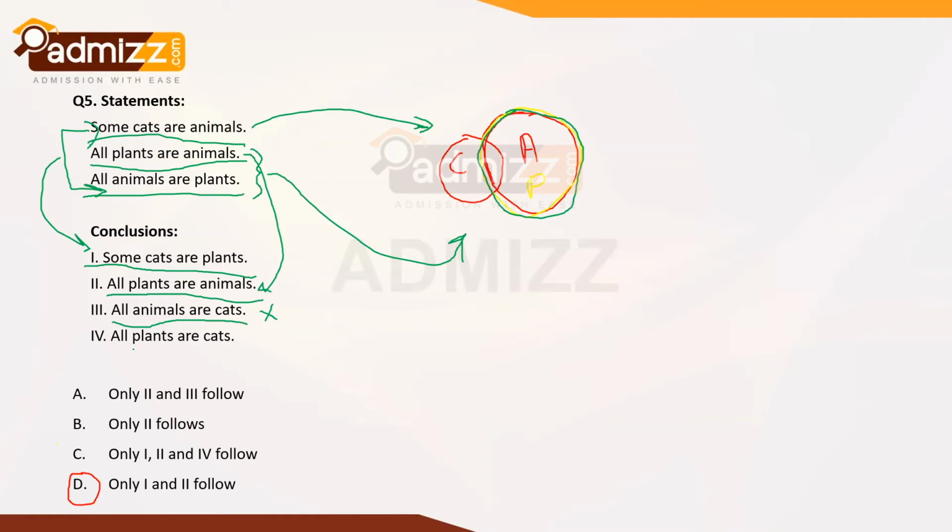Next up, all plants are cats. Now, this too cannot be properly implied since we are not given enough evidence to conclude that all plants are cats, right? So option number 4 also cannot be implied properly. So the only ones that can be implied from these statements are conclusion number 1 and conclusion number 2, and that is the correct answer, right?